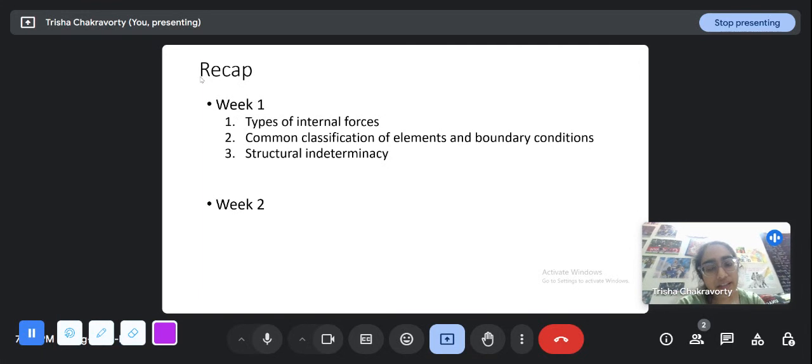Then we looked at structural indeterminacy. There are two types: internal and external indeterminacy. The external one concerns the number of support reactions. In the 2D plane, there are three equilibrium equations, and if there are three support reactions, the structure is just stable. If there are more than three support reactions, there is some kind of redundancy. So suppose in a beam there is a fixed support and a roller support, then even if the roller support fails, or even if one of the components of the fixed support, for example the moment restraint, fails, the structure will still be stable. So that is a redundancy.